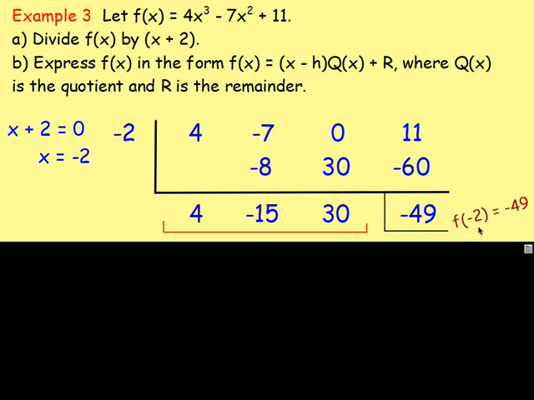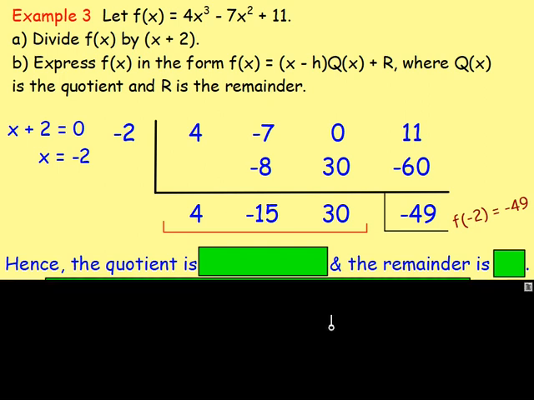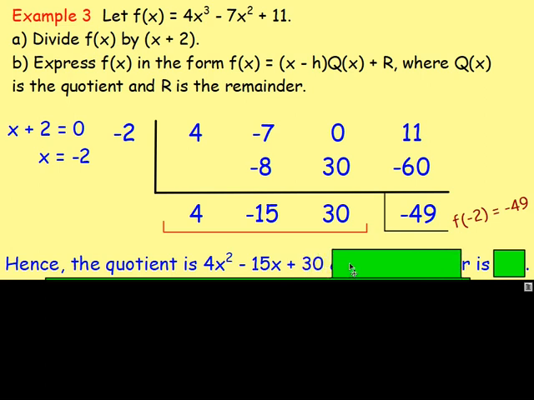Another way of saying it is that f of negative 2, substituting in negative 2 here, would give us negative 49. Working this out then for the quotient and the remainder, we should really write that down because we're asked to express it in this form here. So we need the quotient and the remainder. So the quotient will be, have a look at these numbers at the bottom here. Because we're starting with an x cubed, take one off, it'll give us an x squared, so that will therefore be 4x squared, minus 15x, and then a plus 30. And the remainder is just this number on the end, so the remainder will be negative 49.